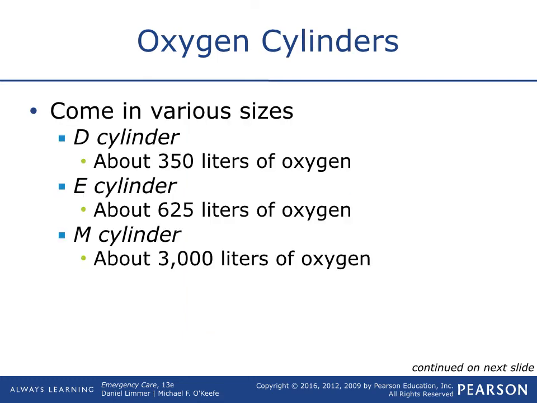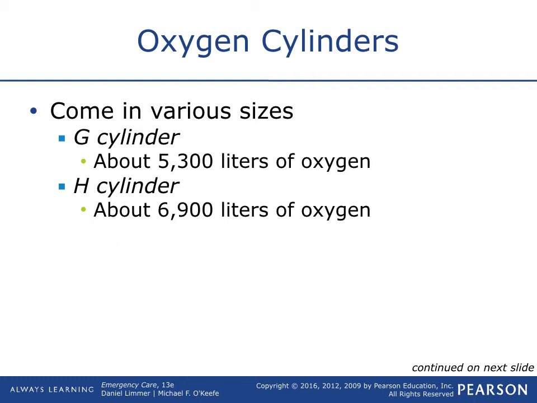So they come in various sizes: D cylinder about 350 liters, E cylinders 625 liters, or M cylinders at 3,000 liters. And all these will be on test. So remember, and then the G's 5,000 or more, and then 6,000 or more.